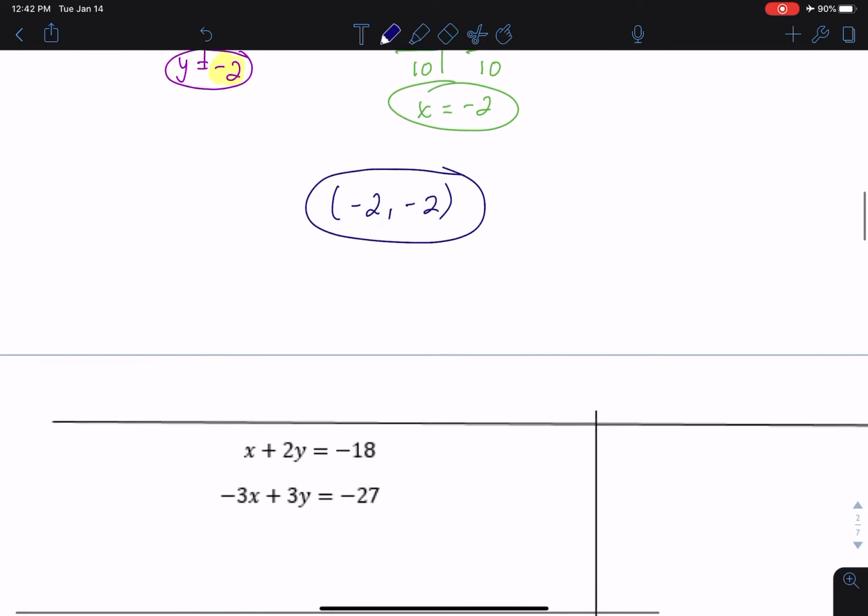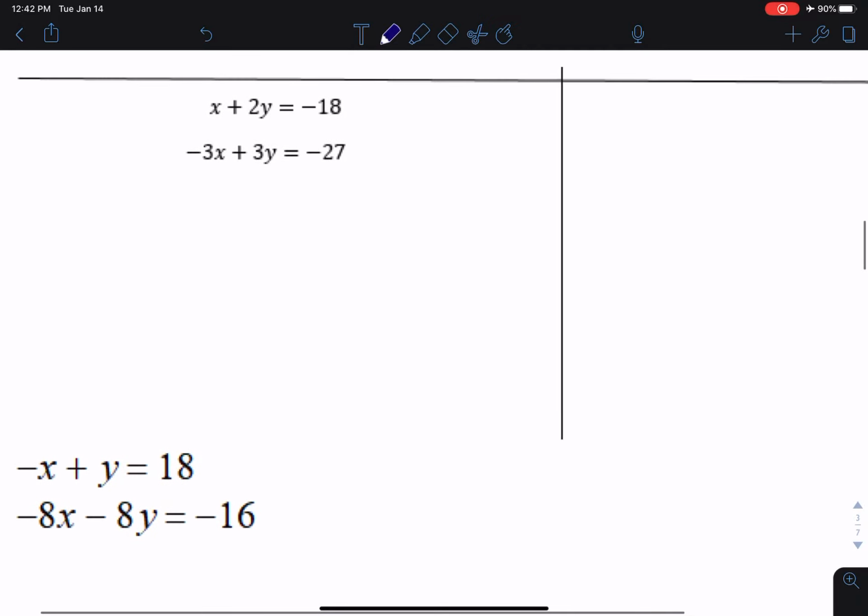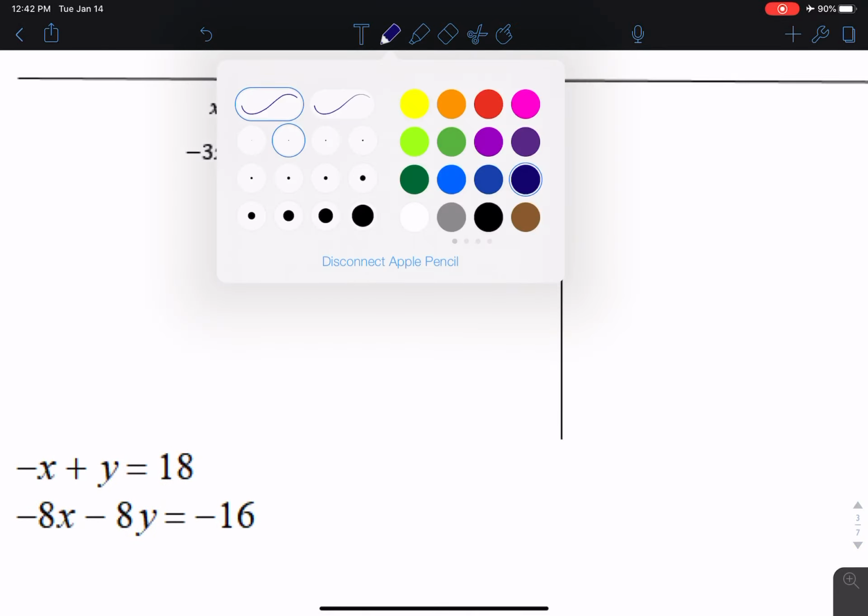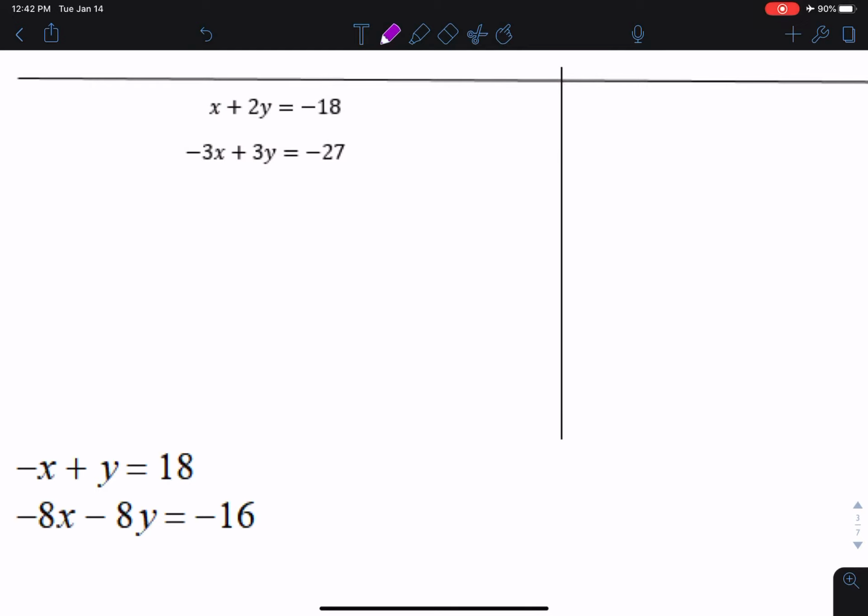All right? Okay, now get your notes back out. We're going to do the second example in the notes. So the first step in my last example was to add the equations together. But that is not my first step here, and I'm going to show you why. So don't write this down, just watch.